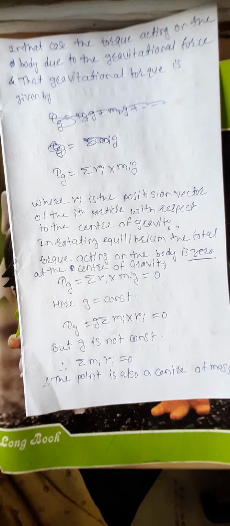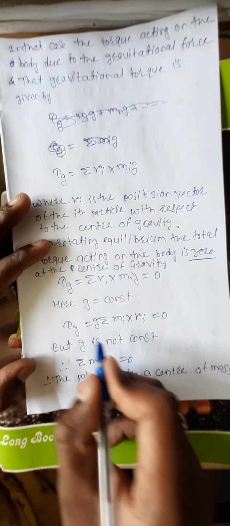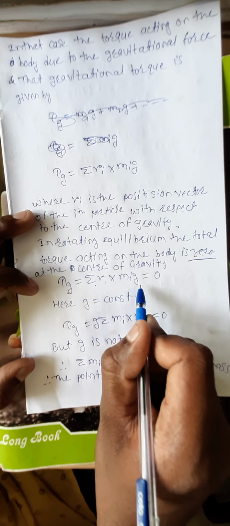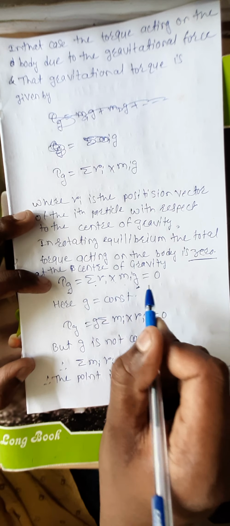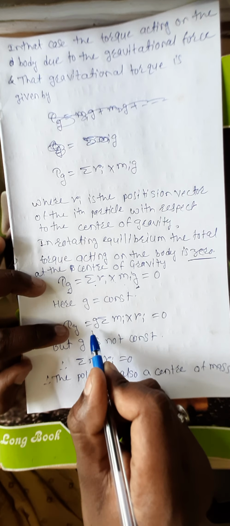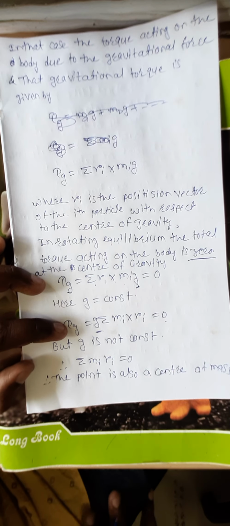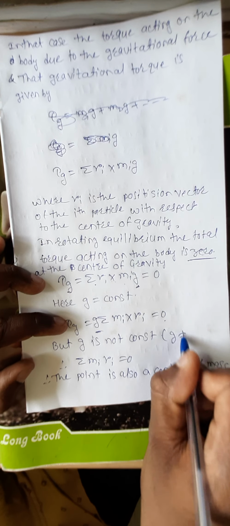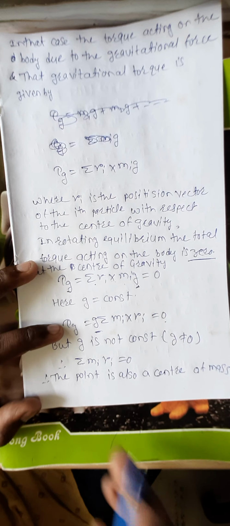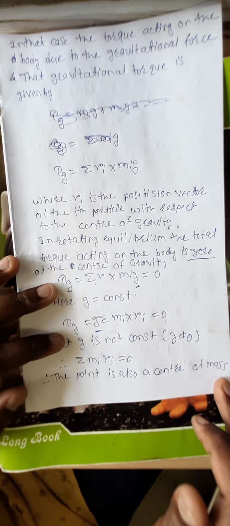Therefore the total torque acting at the center of gravity is 0, and that total torque is the summation of Ri cross mi g, where g is a constant, therefore we take it outside the summation. So the torque due to gravity is g times the summation of mi into Ri, which is 0, where g is not equal to 0. Therefore the summation of mi into Ri is equal to 0. When the summation of mi Ri is 0, then that point is also the center of mass.